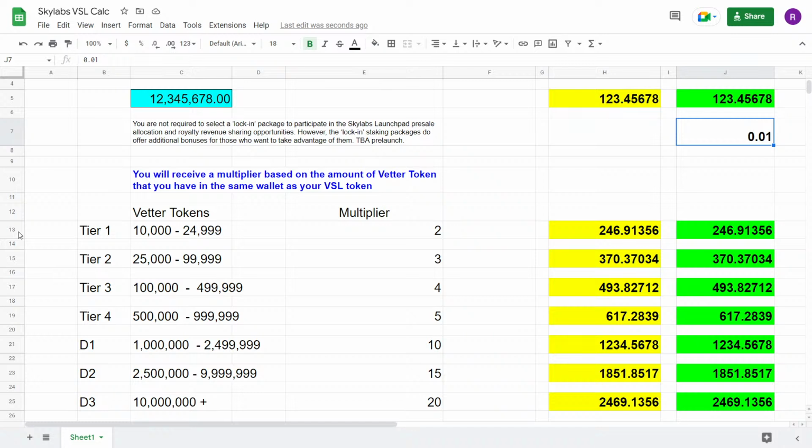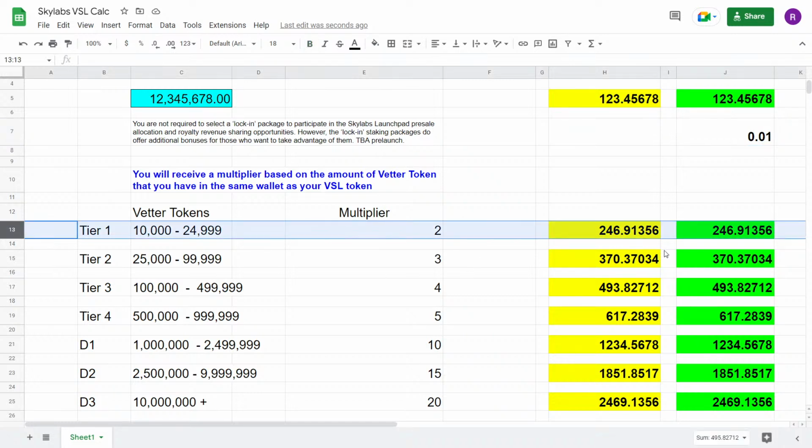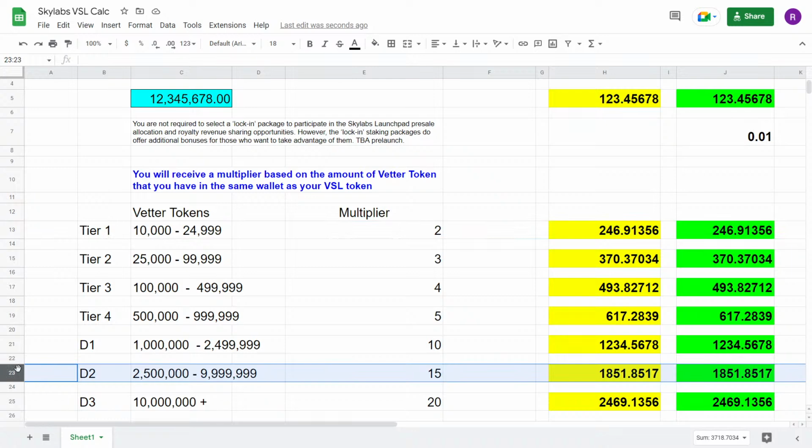As a Tier 1 with a 2x multiplier, $2.46. As a Diamond 2, it would be $18.51.52 cents. So that's how that works. Okay, totally fictitious. These numbers are just for funsies. But that's how that works.